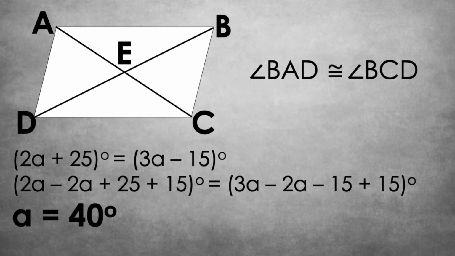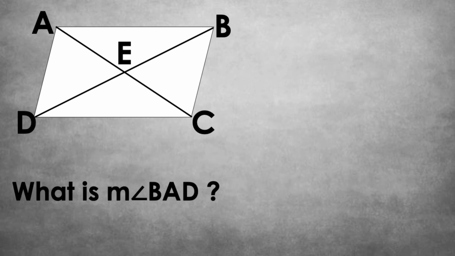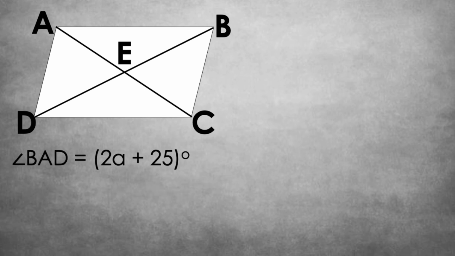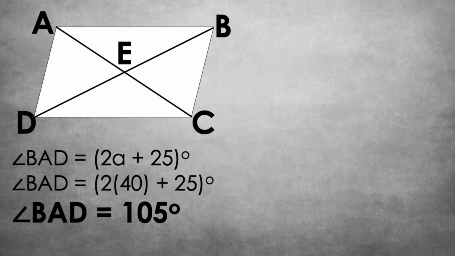Second question, what is the measurement of angle BAD? Since the measurement of angle BAD is equal to 2A plus 25 degrees, we can simply substitute the value of A, which is 40. So upon substitution, we will obtain 80 plus 25 degrees. Therefore, the measurement of angle BAD is equal to 105 degrees.